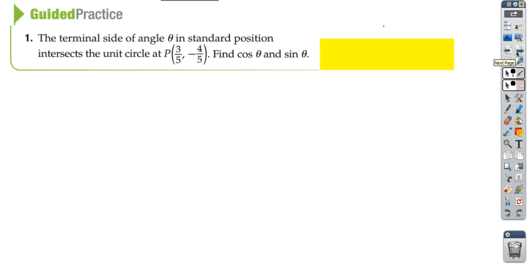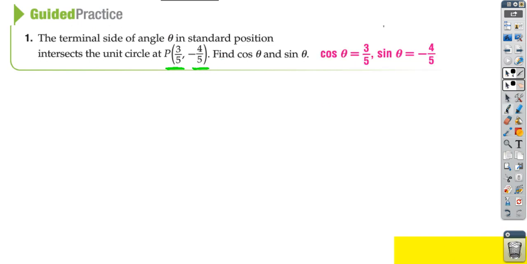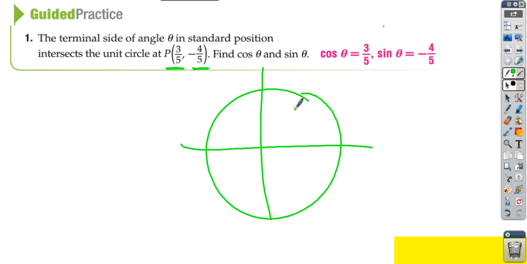Alright, what is the cosine and sine of this point? That's the cosine and that's the sine. Looks like that's in the quadrant where x is positive, y is negative. That would be quadrant number 4. So if this is our unit circle, maybe the point would be roughly right there. Let's say 3/5, negative 4/5.